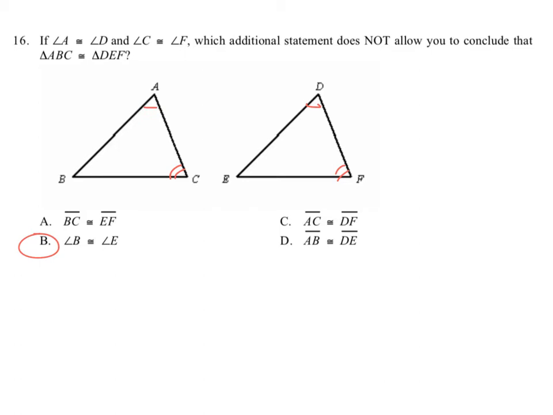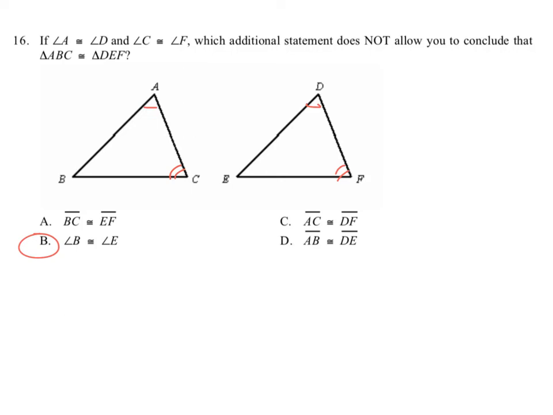Now, if we happen to have AC is congruent to DF, for choice C, that would actually be angle, side, angle. But BC is congruent to EF, that would be angle, angle, side, and AB is congruent to DE, that would also be angle, angle, side. Those are all totally fine.